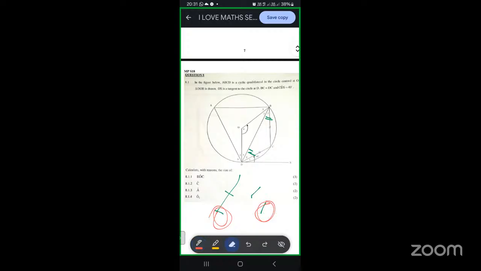Okay, thank you. Now we are done with this question. Let's go to the next one. We are required to calculate the size of angle C. Angle C is this one. Do you have any idea of how we can calculate the size of angle C? No, sir. Oh, okay, no, it's fine.